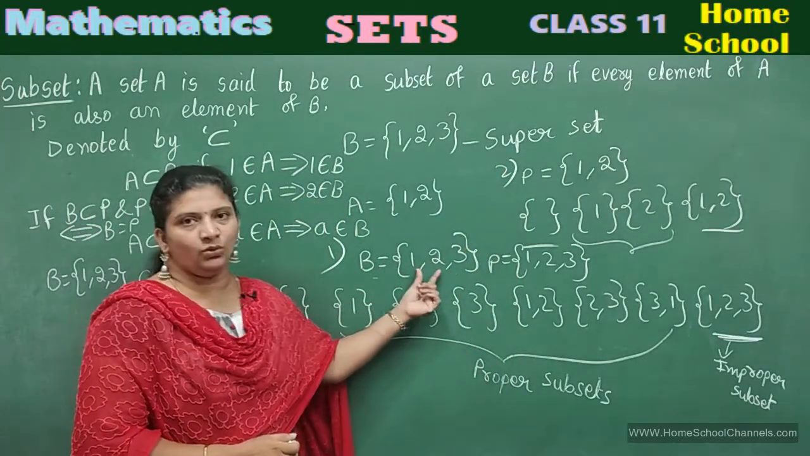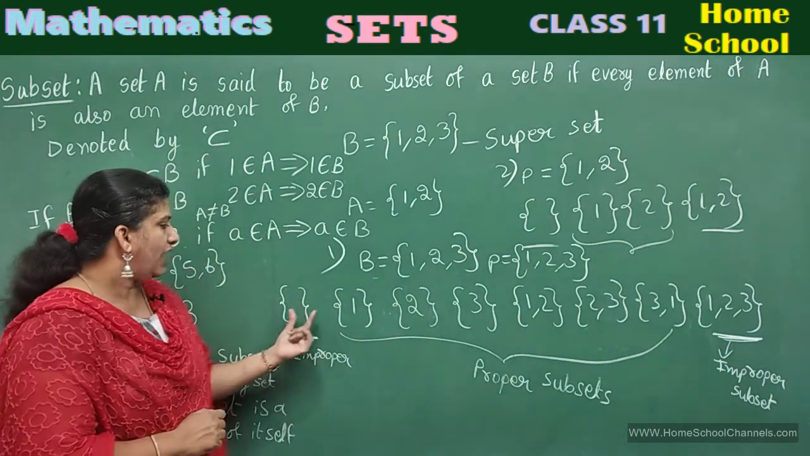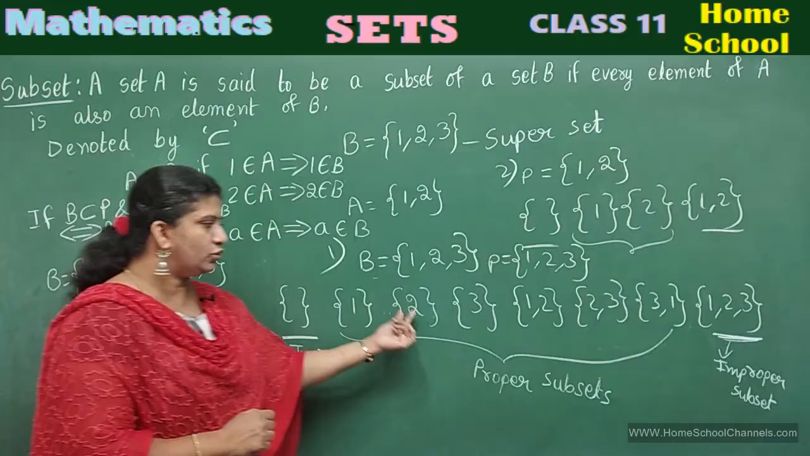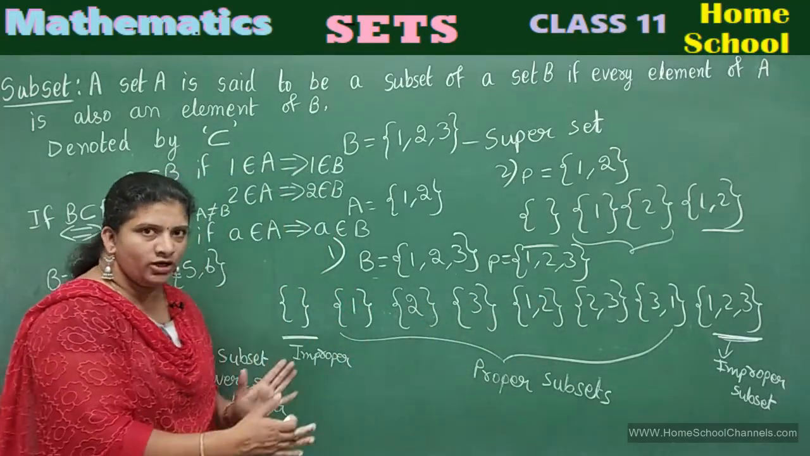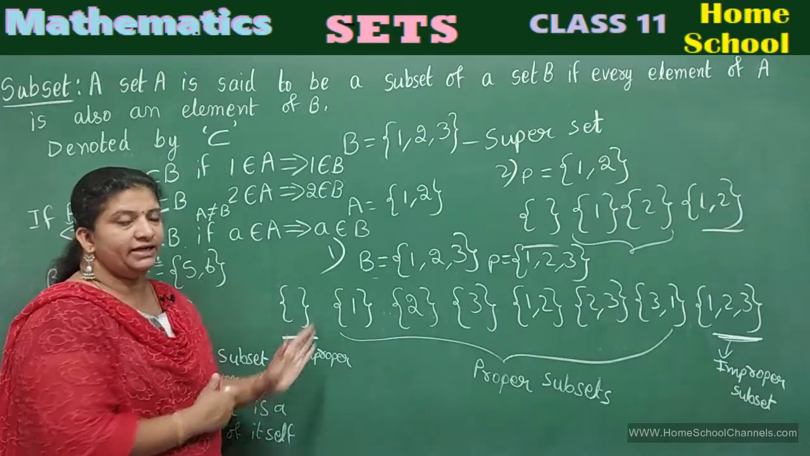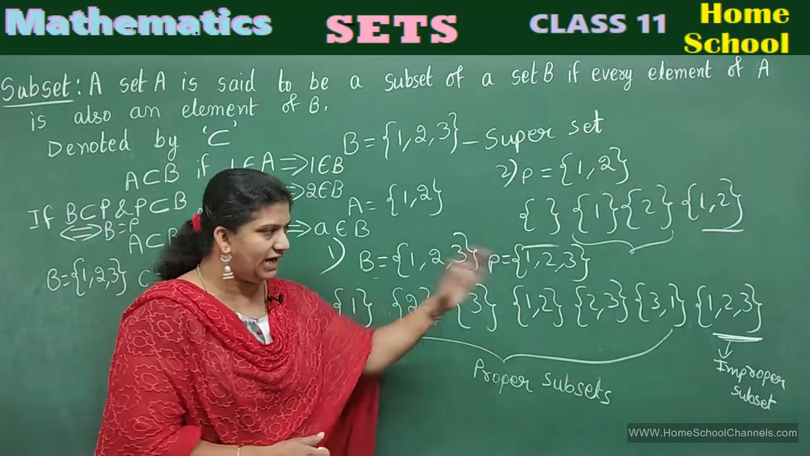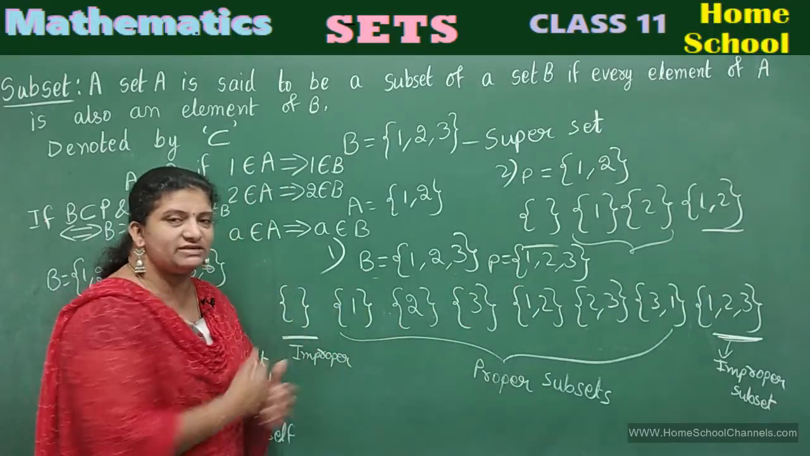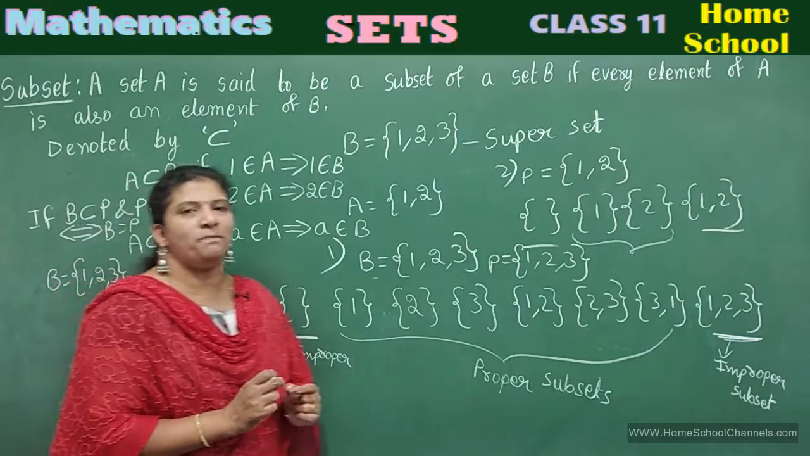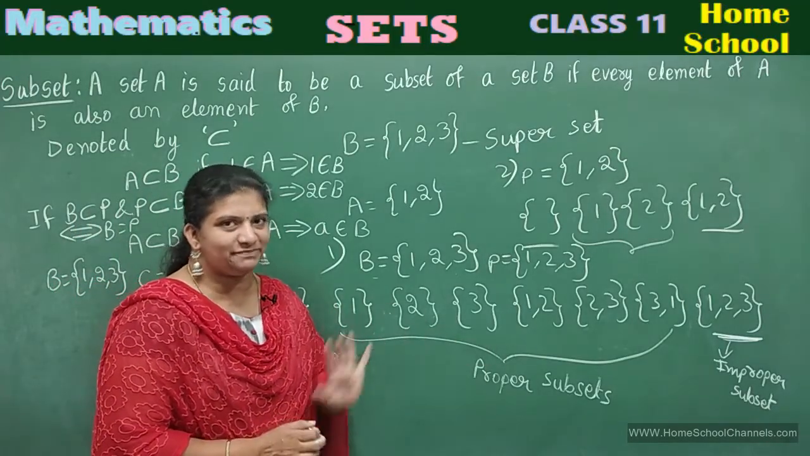B is equal to {1, 2, 3}. Write all the subsets by taking this set. I have written: empty set, {1}, {2}, {3}, {1, 2}, {2, 3}, {3, 1}, {1, 2, 3}. Among these, the empty set and the same set, having the same elements, are called the improper subsets. These two subsets are called the improper subsets. The remaining are called the proper subsets.